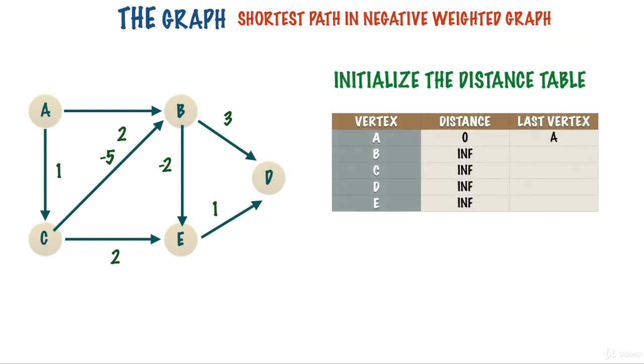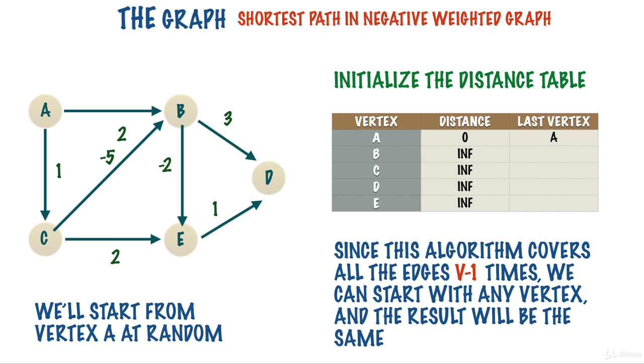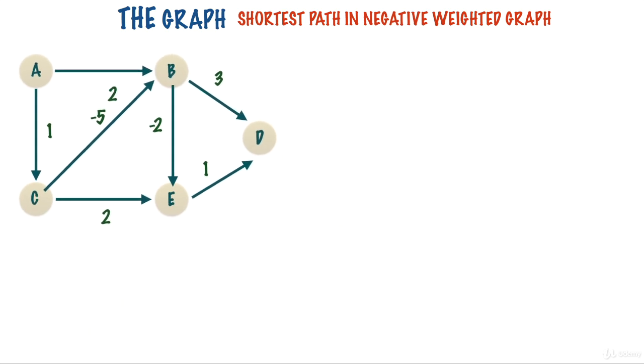So there is an entry for every vertex in the distance table, and the initial distance of all the vertices is infinite. To start running the Bellman Ford algorithm, we can choose any vertex at random. Since this algorithm covers all the edges in the graph V minus 1 times, we can essentially start with any vertex and we'll get the exact same result. So, in order to find the shortest path between any two vertices, you can start the calculation of the shortest path and filling the distance table from any vertex. Remember that you just choose a vertex at random.